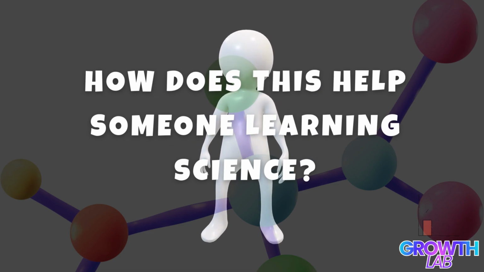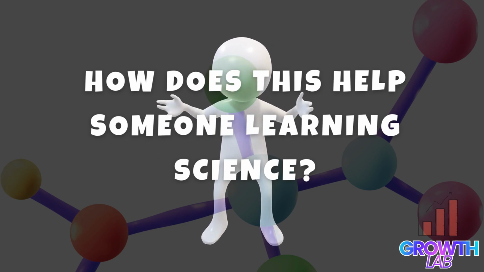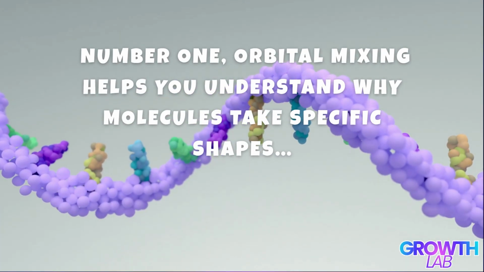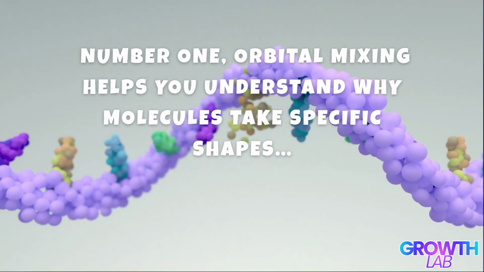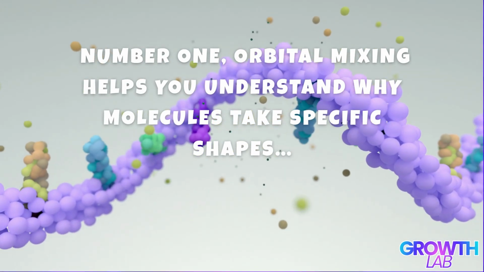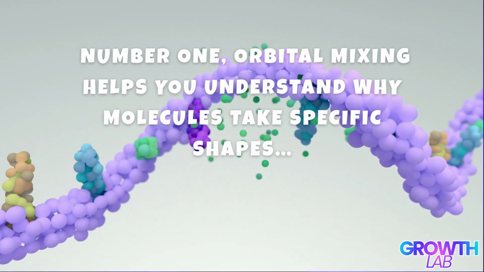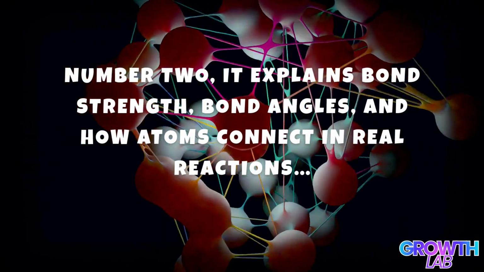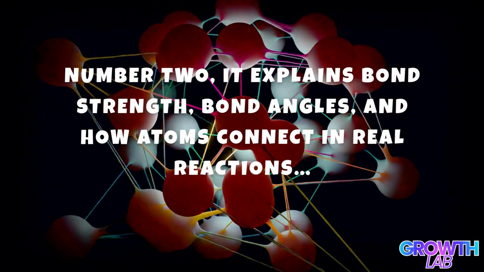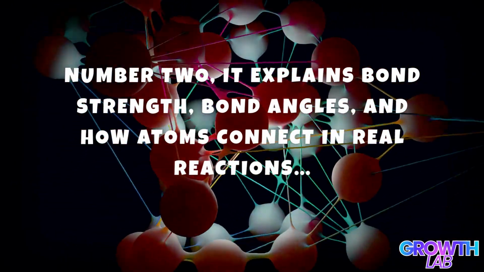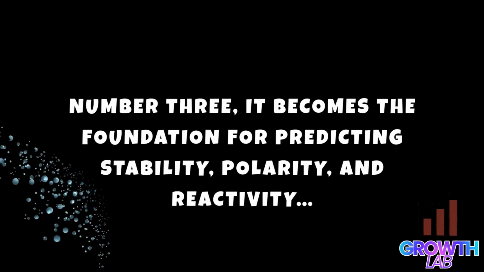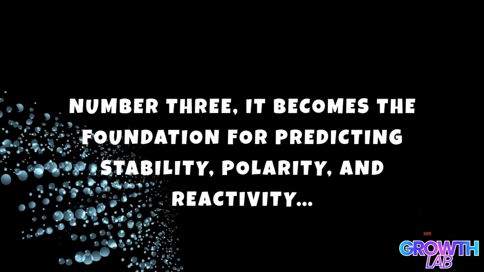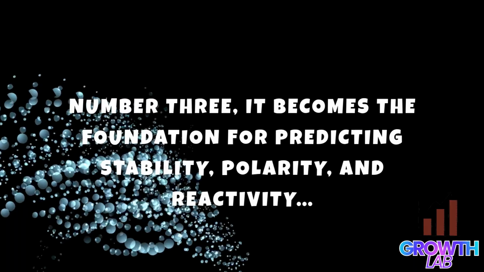That makes me wonder, how does this actually help someone learning science? Great question. That curiosity is exactly how real scientists think. Number 1, orbital mixing helps you understand why molecules take specific shapes. Number 2, it explains bond strength, bond angles, and how atoms connect in real reactions. Number 3, it becomes the foundation for predicting stability, polarity, and reactivity.